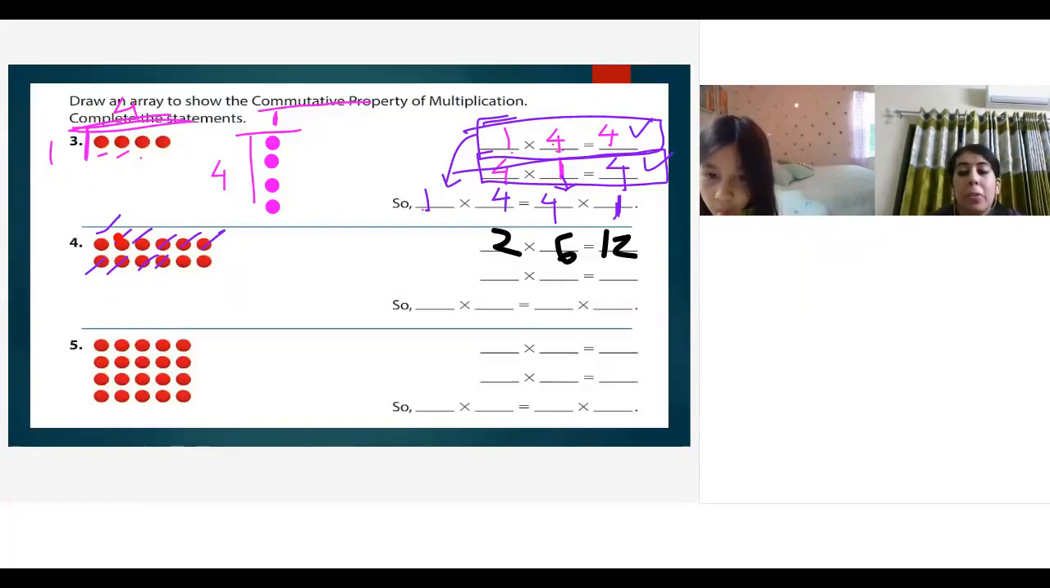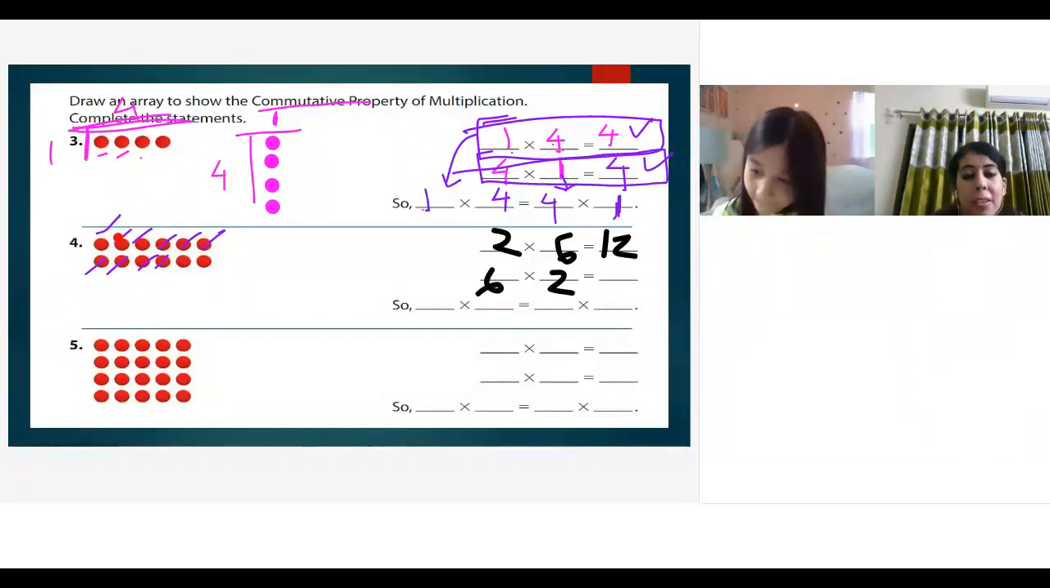Now what you have to do, Akshita, change the position. 2 will become what? 6. And then 6 will become 2. Very good. Write it down. 2 becomes 6 and 6 becomes 2. Now, no, don't write the answer. First, mark it. Mark the counters. Draw the counters.